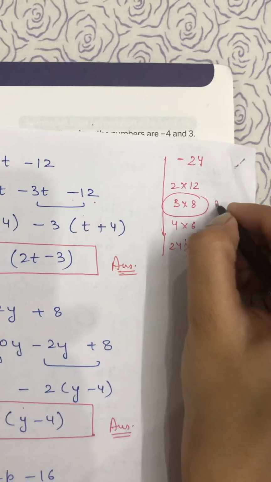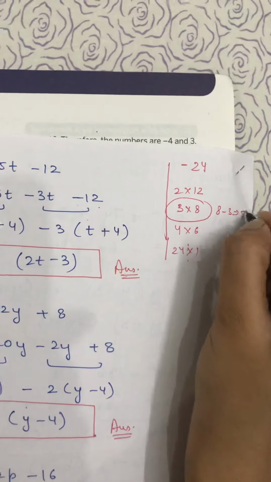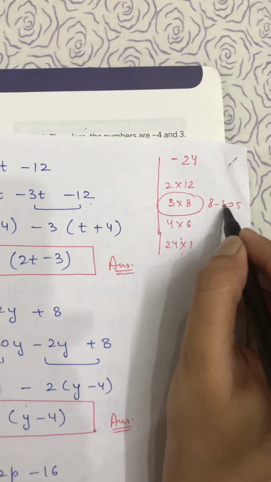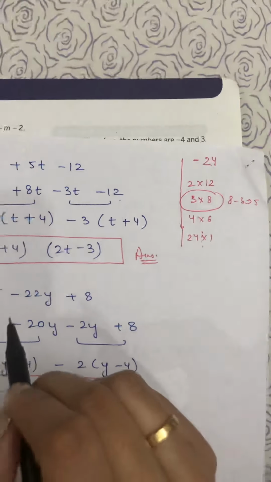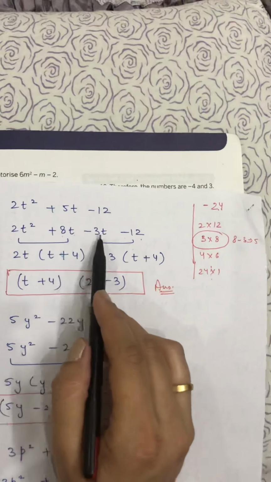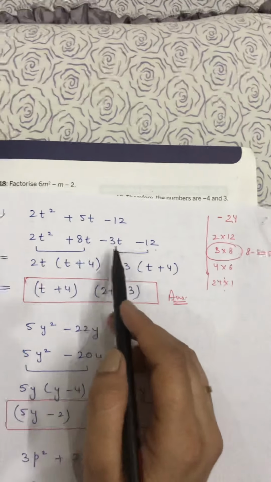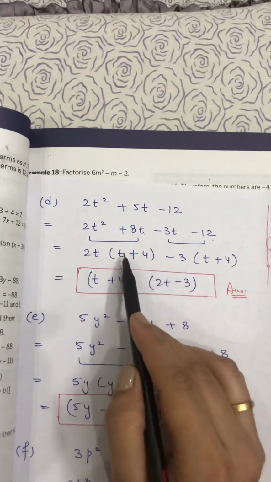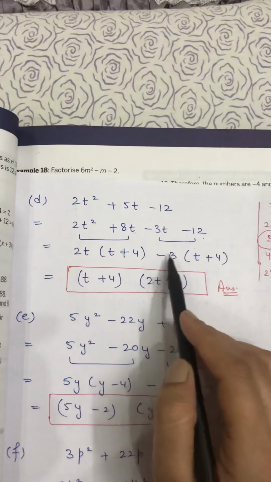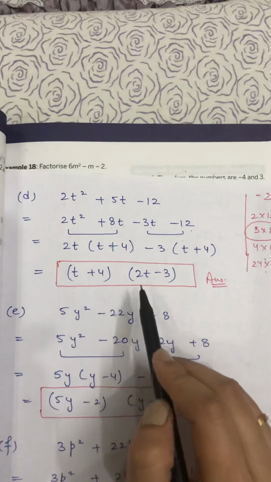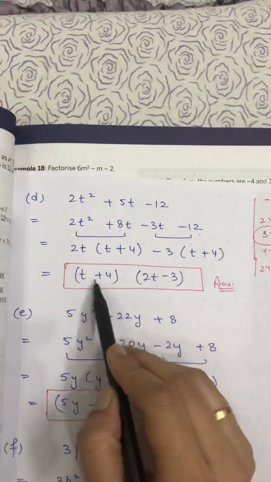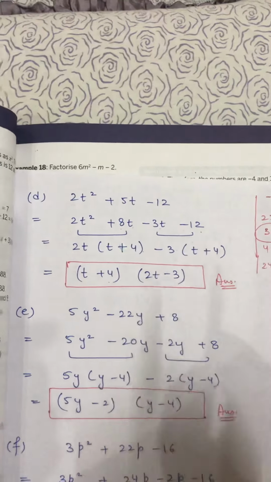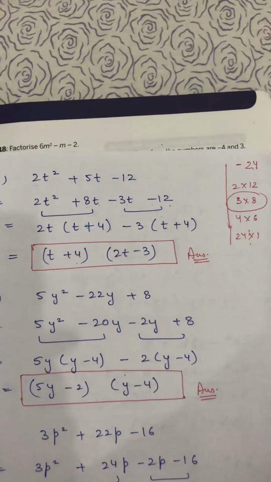So this factor will work. 8 minus 3 is 5. And 8 multiplied by minus 3 is minus 24. So I'll write here 8t minus 3t. Now make pairing. In this pair, 2t is common, so in the bracket t plus 4 is left. Here minus 3 is common, and in the bracket t plus 4 is left. Now this and this bracket are the same. So take t plus 4 common in one bracket and 2t minus 3 in the other bracket. So this will be your answer.